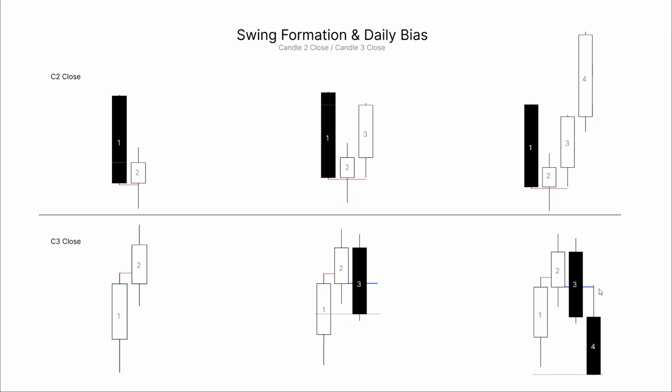As we can see, it developed here completely, where we have candle 4 displacing below candle 3's low, reaching for candle 1's low. So these are the two types of swing formation. And this will help you a lot in determining your daily bias, because once you have candle 3 displace below candle 2's low, you can confidently anticipate candle 4 displacing below candle 3, reaching for candle 1's low.